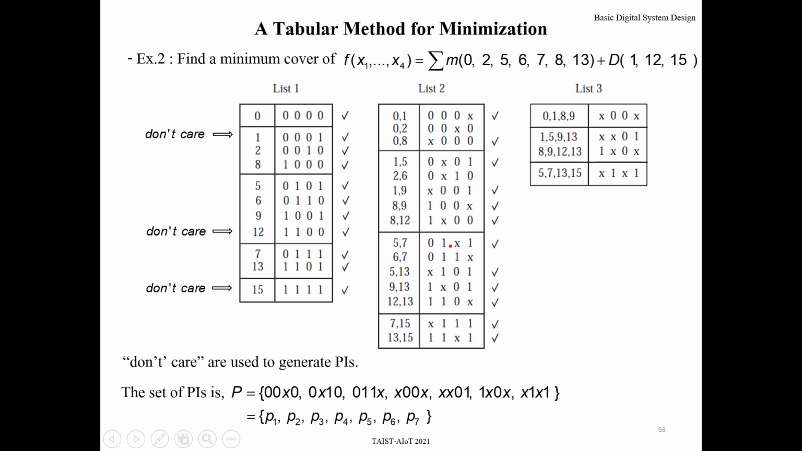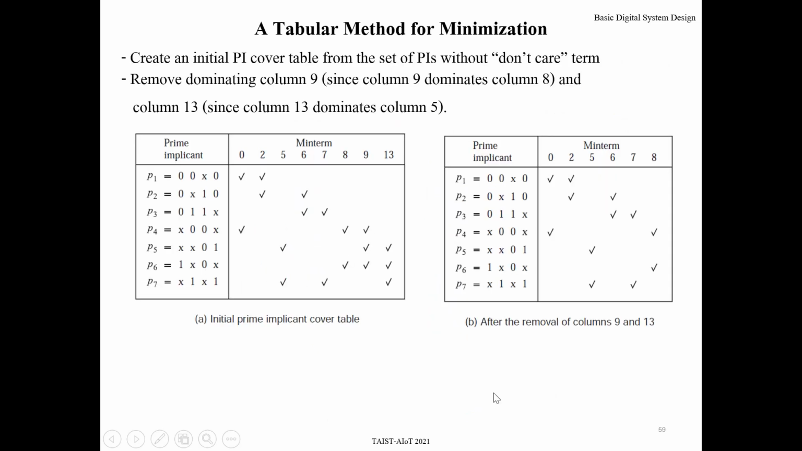Now you continue until you cannot reduce, then you select these. The ones with no check mark are prime implicants. So now how many do you obtain? This one also. 1, 2, 3, 4, 5, 6, 7. So 7 prime implicants. Now you obtain these. The second step is to cover all minterms. You use this minterm table.